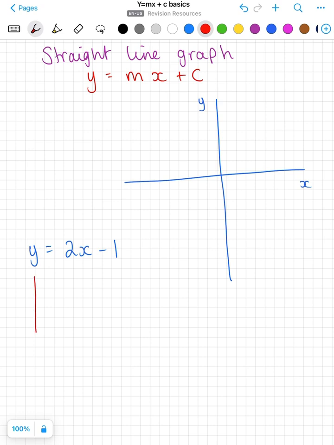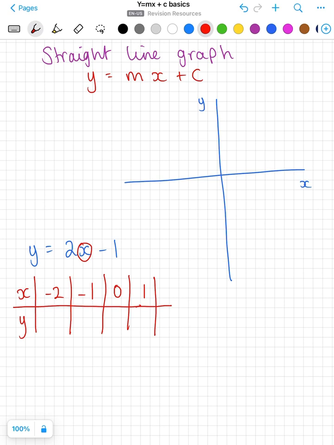If we were asked to plot this graph, we would want a table of coordinates and we want to pick a few coordinates so that we can then plot them on our axes. So this is going to be a straight line, not a curve. So we're going to substitute our value of x into our equation. So that's y equals 2 times minus 2 minus 1. So 2 times minus 2 is minus 4, minus 1 is minus 5.